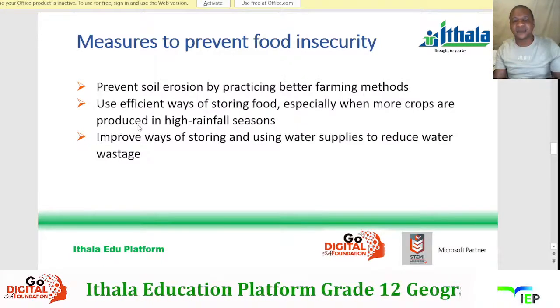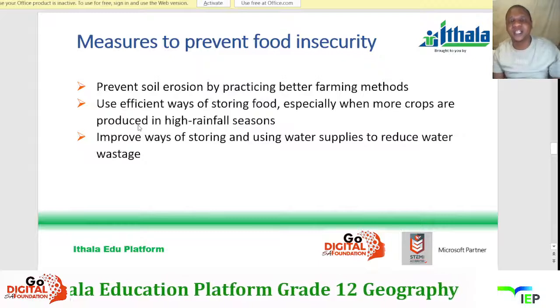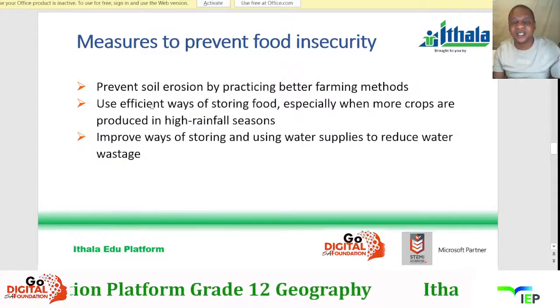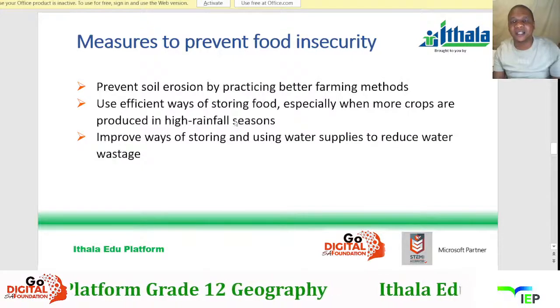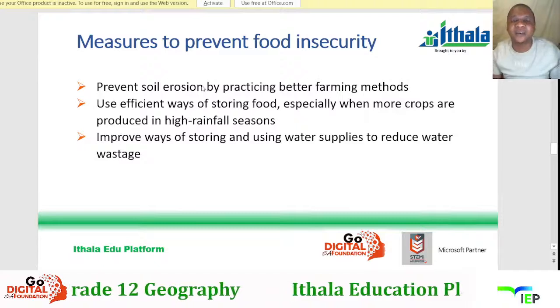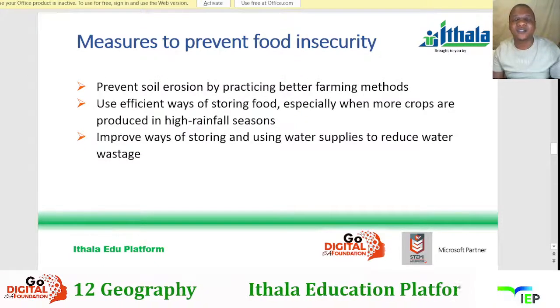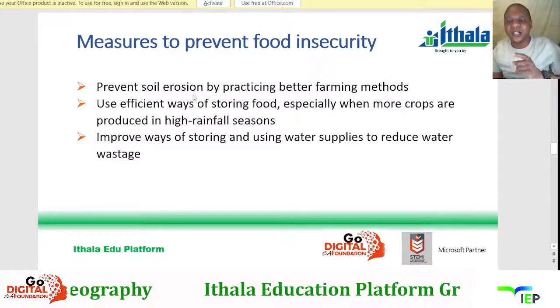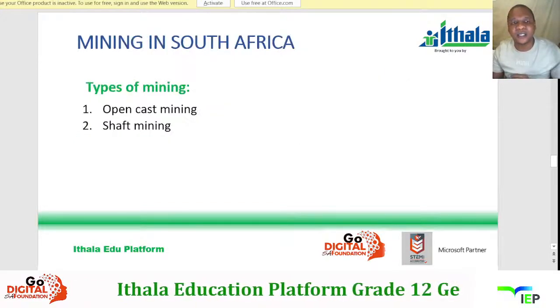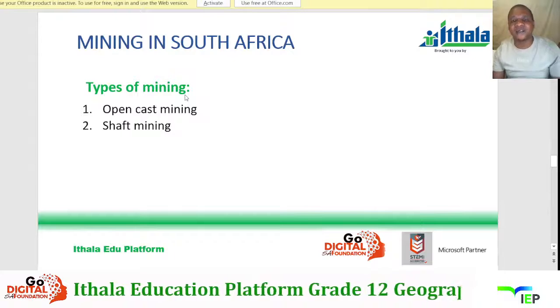So these are the points that you need to actually include in your paragraph. There is more that you can include, but mina ngihighlightele nje lawa ke amancane. Remember, I said this thing here may come in a form of a paragraph. Okay, I think we are done with farming here manje in South Africa. Let us go on and look for mining in South Africa.